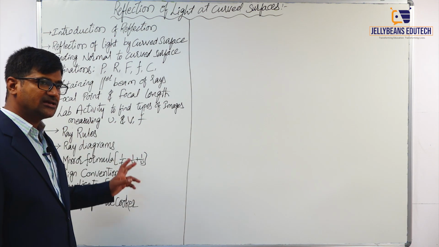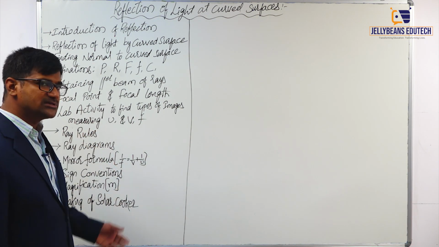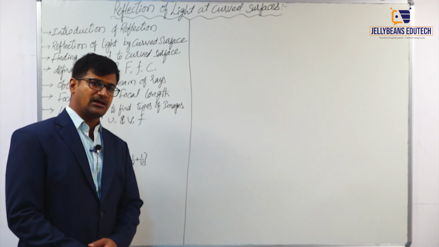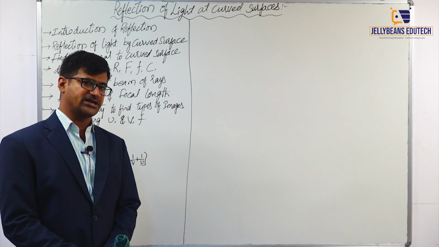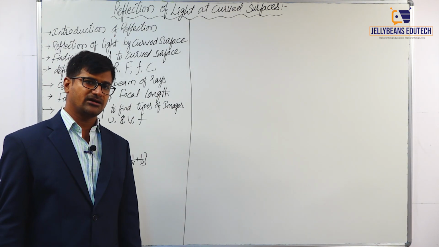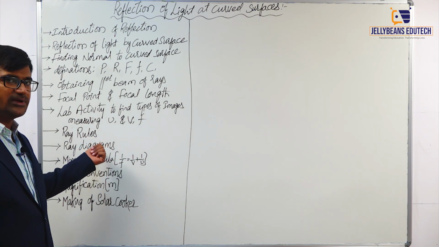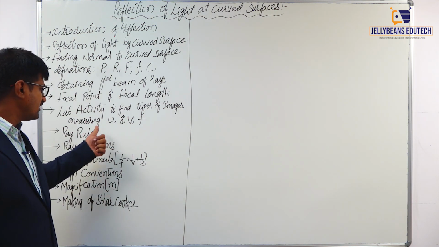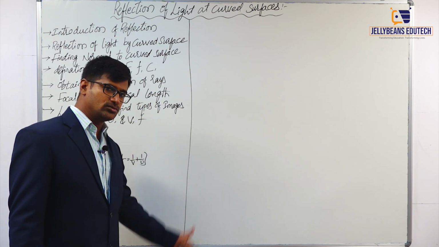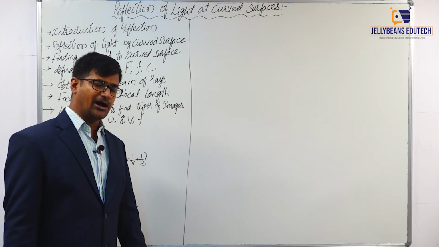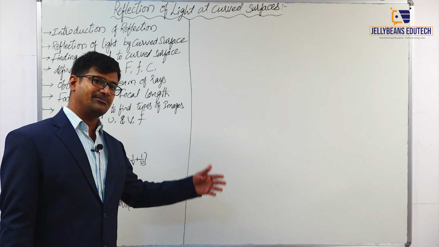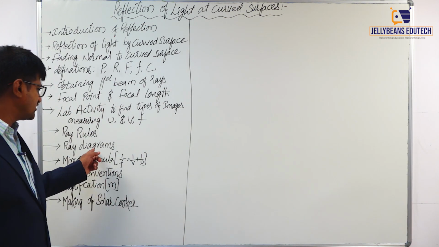Next, we are going to discuss some rules which have to be followed by the light rays when they are coming from an object and incident on a curved surface. Here we will see the ray rules, and by following the ray rules, how the ray diagrams can be drawn.